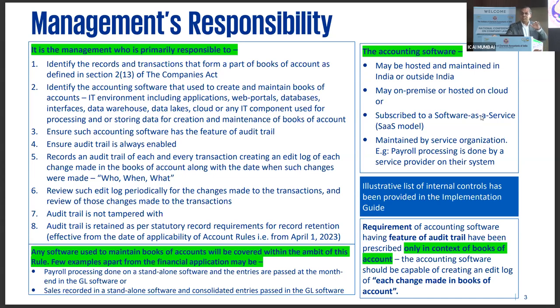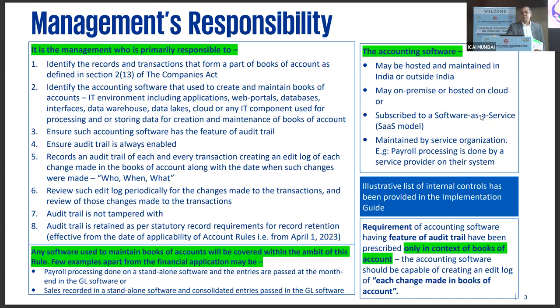So who made the first entry? When was this entry made? What was that entry all about? If there is a rectification entry of that entry, then again the same thing they will have to follow. So who, when, what, all has to be there as part of their audit log. And there has to be a periodic review of the changes made to the transactions. I just covered that even if there's a rectification entry, you need to maintain a very detailed log.